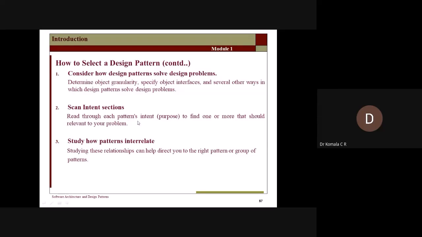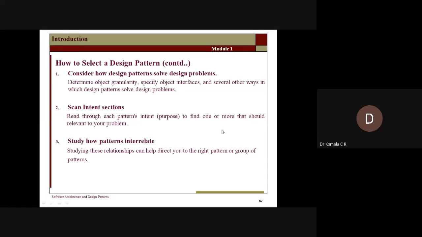Read through each pattern's intent. You should know the details of each pattern. What is the detail you should know? You should know the purpose. This pattern is used for which purpose? Which problem that the pattern can solve. If you know that purpose, then it is easy to select a design pattern. Why you should know the purpose? You should know to find one or more that are relevant to your problem.